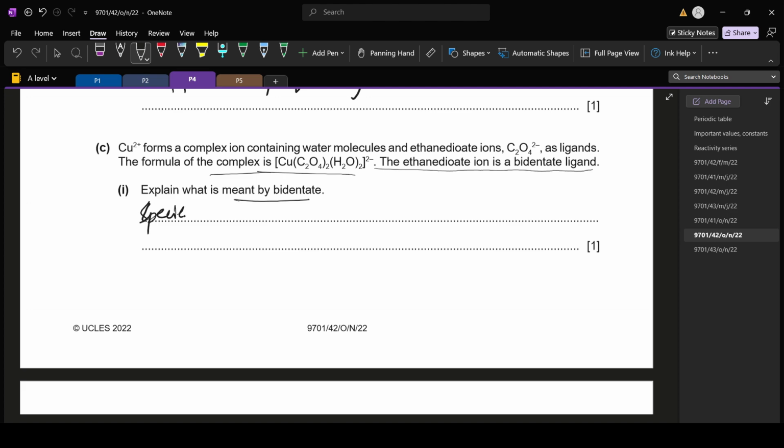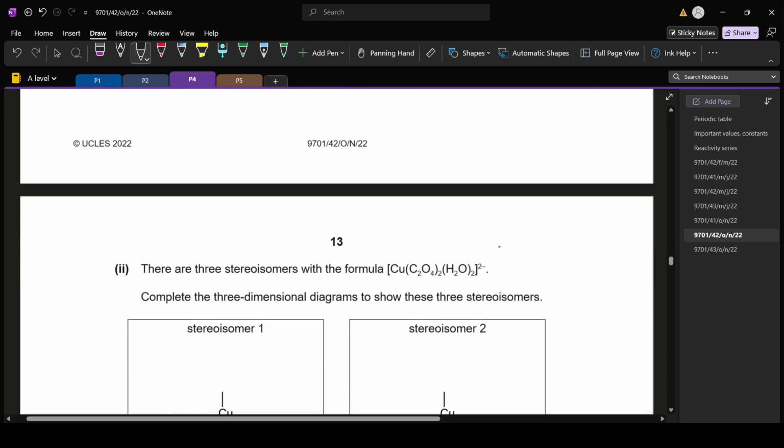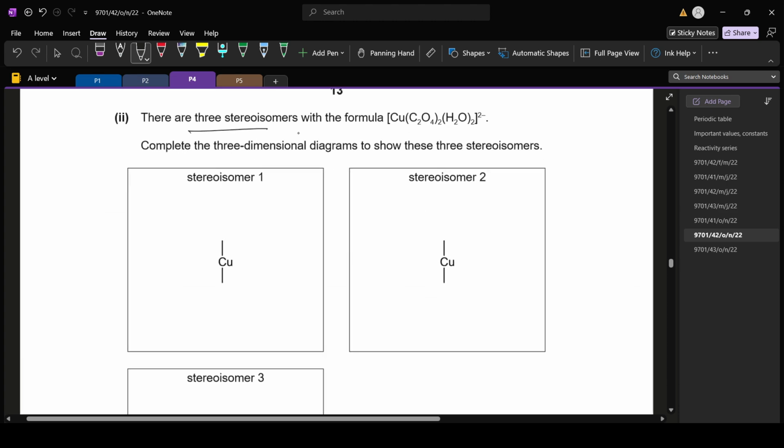A species which forms two dative bonds to the central metal ion in the complex. The one which donates two lone pairs of electrons to the central metal ion in the complex is called a bidentate ligand.